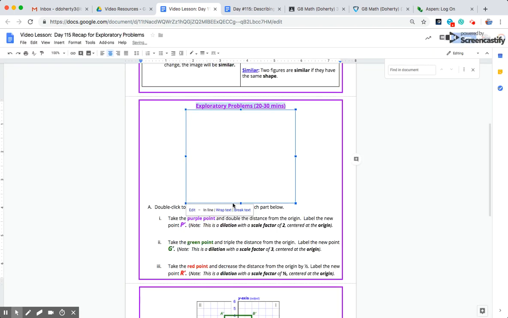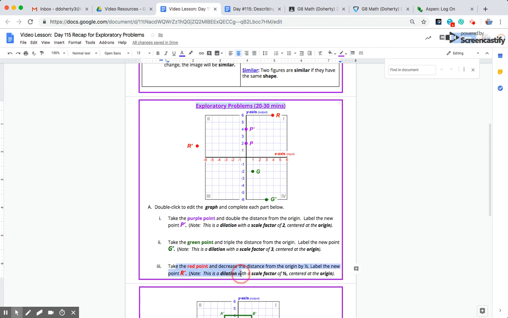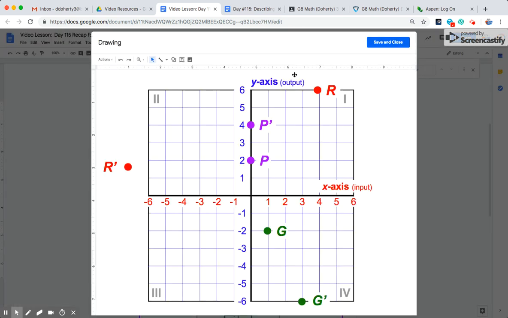The last dilation that you were asked to do, take the red point and decrease the distance by half. So we see the red point up here. We want to cut the distance between the red point and the origin in half. That's another way of saying dilating with a scale factor of 1/2. So if our scale factor is less than 1, a fraction like 1/2, we're going to close the distance between the red point and the origin.